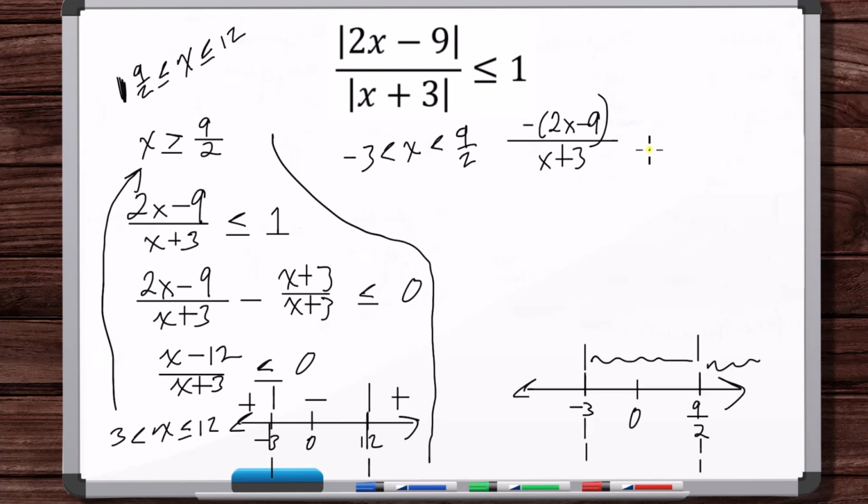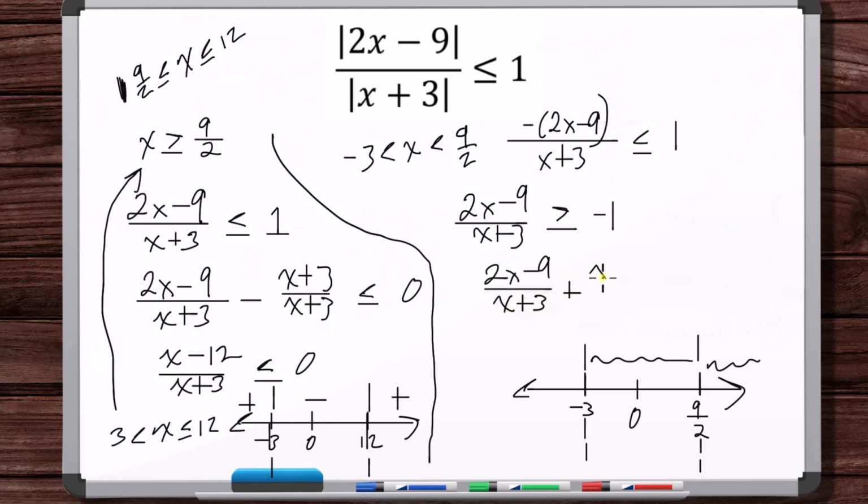So the fraction is less than or equal to 1. Let's multiply both sides by negative 1 and flip the inequality. Now let's add 1 to both sides. We'll write that as x plus 3 over x plus 3. Okay, so 2x minus 9 plus x plus 3, so we're going to get 3x minus 6 over x plus 3. Now we could write this as 3 times x minus 2 over x plus 3, but that won't simplify.